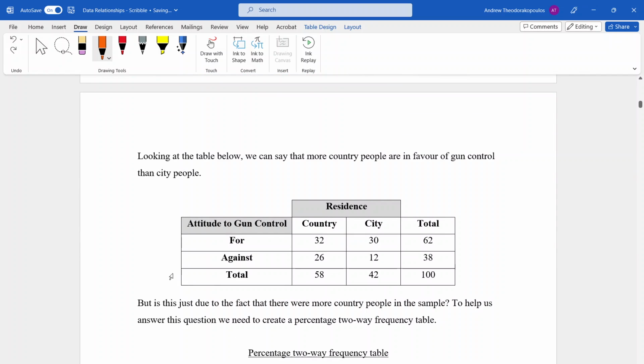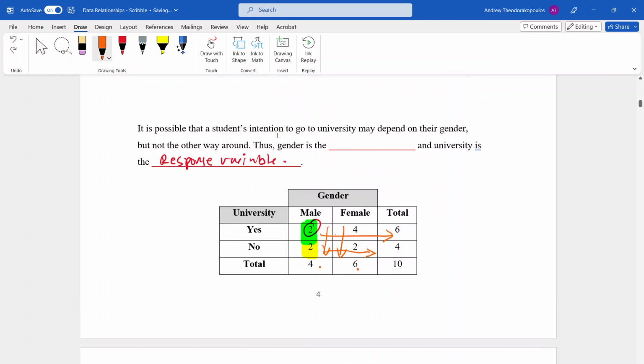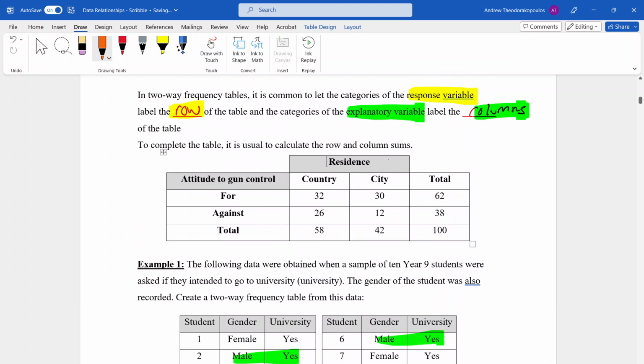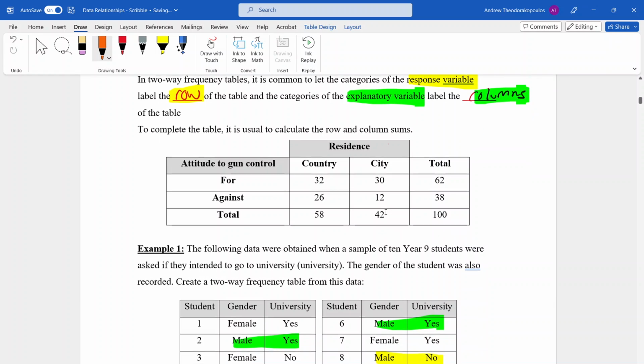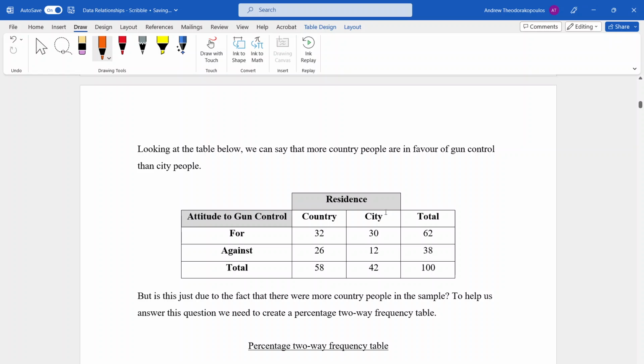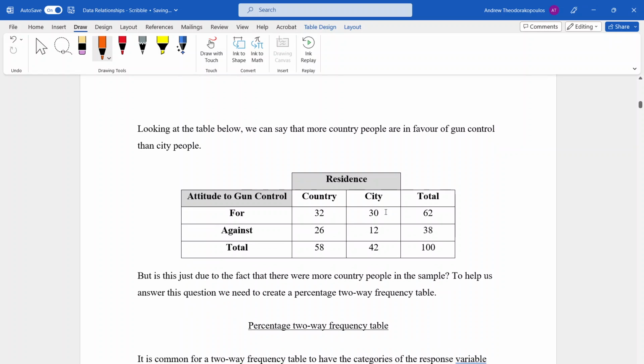Looking at the table below, so going back to the gun control question, we can say that more country people are in favor of gun control. So this is once we did that table from this same table here, from that previous example, we can see that more country people are in favor of gun control. So let's see what that means.